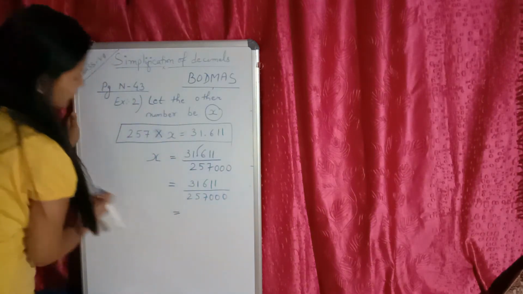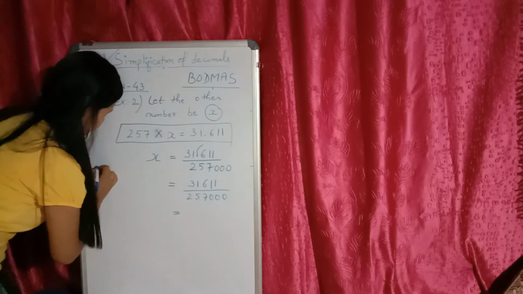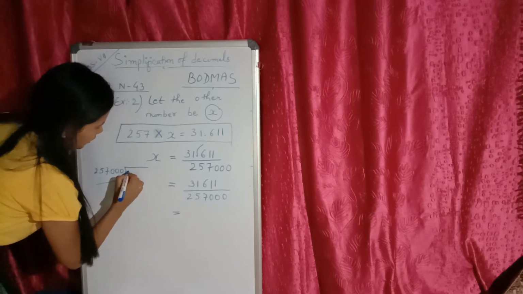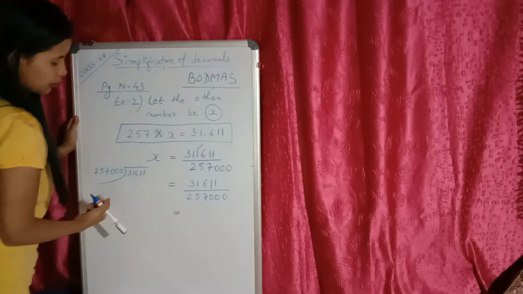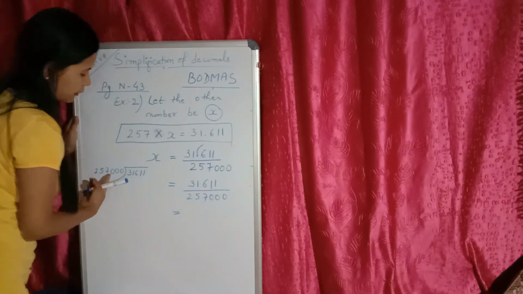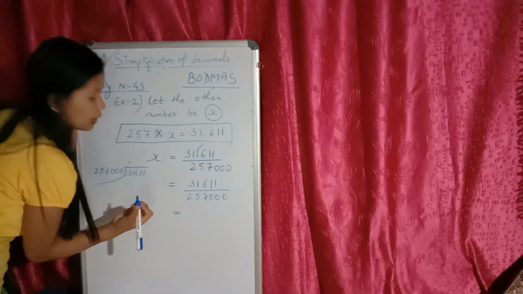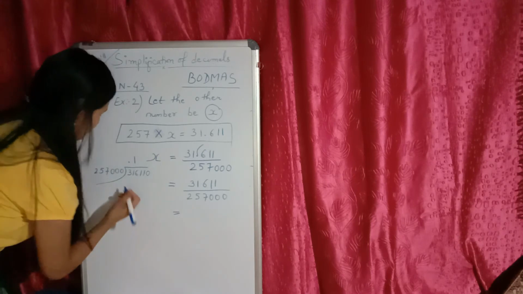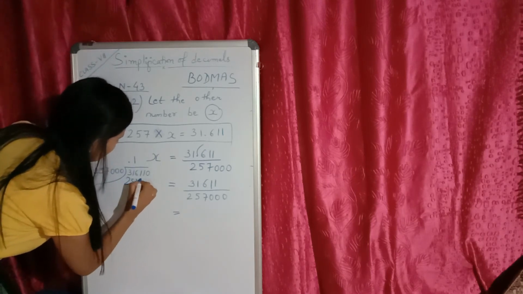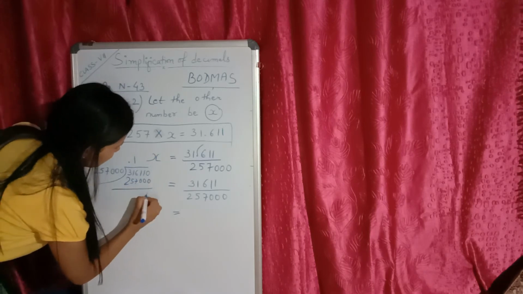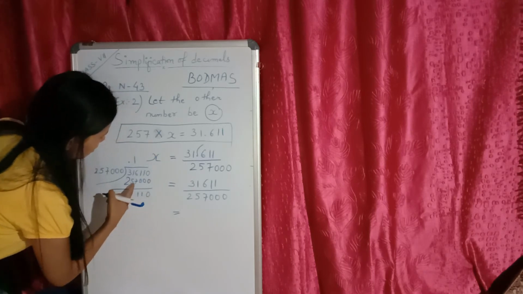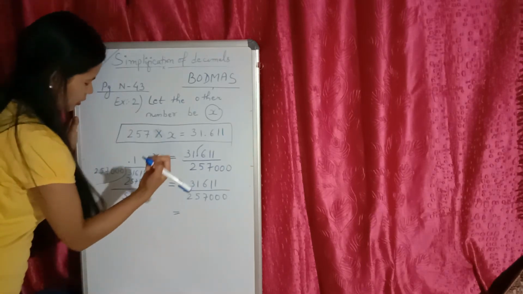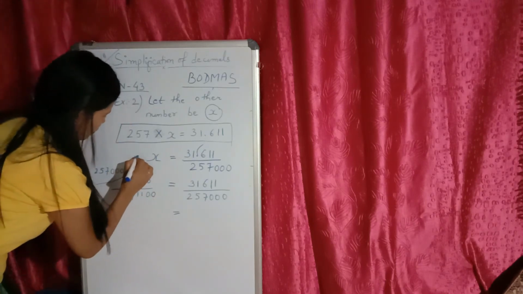Okay, so let us divide this. 31611 divided by 257000. So the dividend is smaller than the divisor. So we'll put a decimal, which allows us to put 1 zero here. So this goes one time, so that is equal to 257000. So 0 minus 0 is 0, 1 minus 1, so this is 7, 8, 9, so this is 5. Okay, so again we put 0, so this is 2 times.